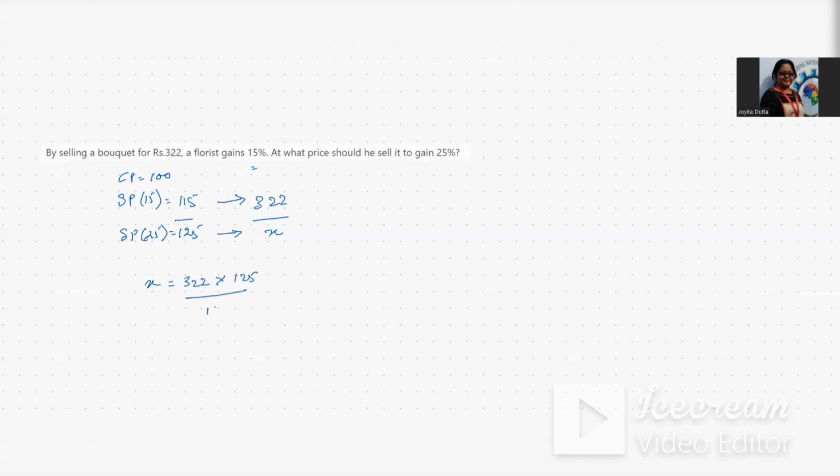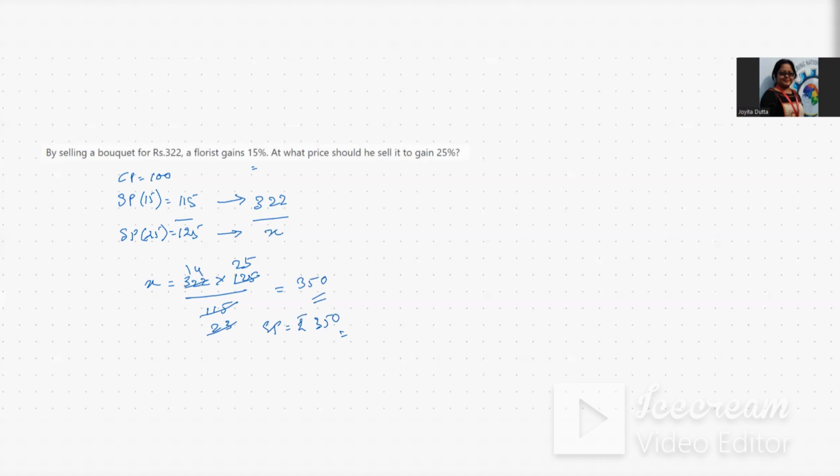So reduce it by 5. 5 2s are 10, 5 5s are 25. 5 2s are 10, 5 3s are 15. 23, 1, 14. So I'm having 25 into 14. That will be equal to 700 by 2, that is 350. So the selling price will be rupees 350 for me to get 25%. Otherwise I would have had to find the cost price and then again find the selling price. So this simple process is easy.